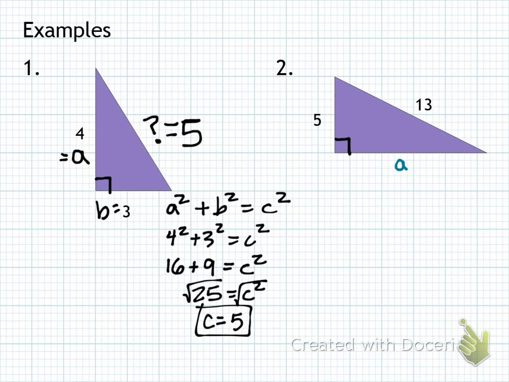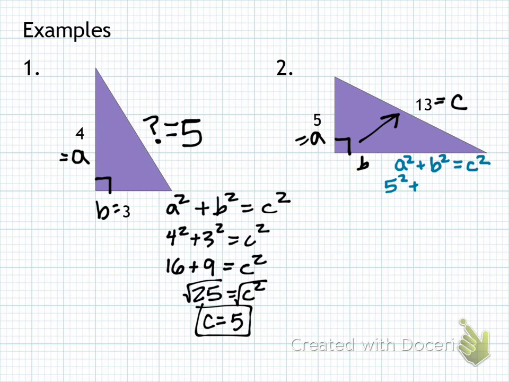Okay, over on number 2, this is my right angle here. I see that 5 and 13 are two sides that are given to me, and I want to use the Pythagorean theorem. 13 is my hypotenuse, or c, because it's across from the right angle, and then 5 is the length of one of the legs. So I'll call that a, and then the other side is b.